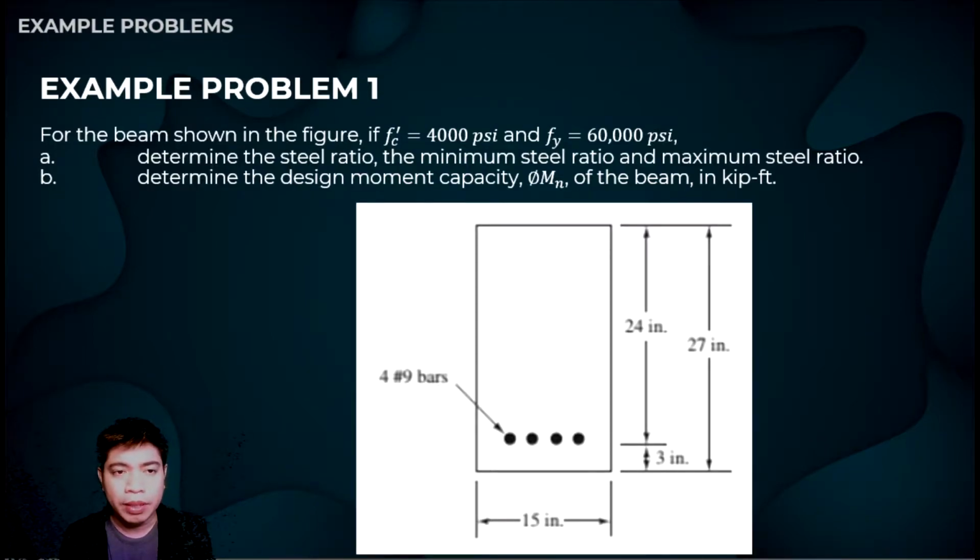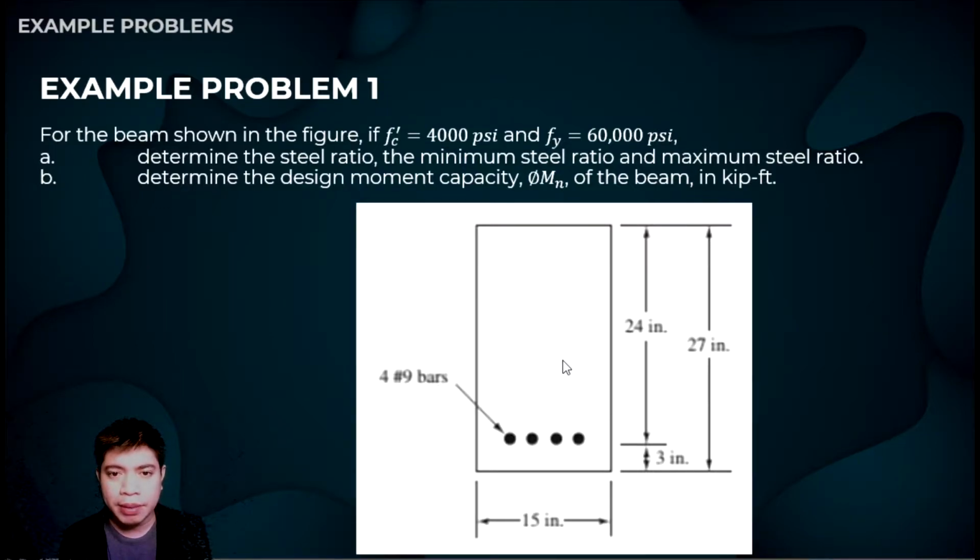So example number one, for the beam shown in the figure, if f sub c prime is equals to 4,000 psi and f sub y equals to 60,000 psi, determine the steel ratio, the minimum steel ratio, and the maximum steel ratio. Determine the design moment capacity, that is the φMn, of the beam in kip-feet.